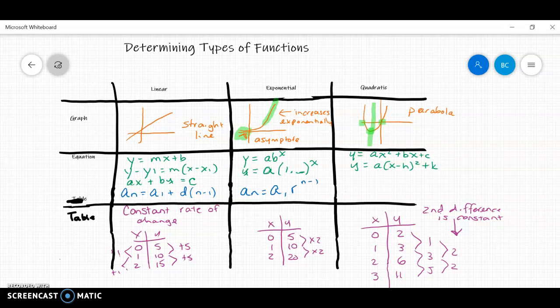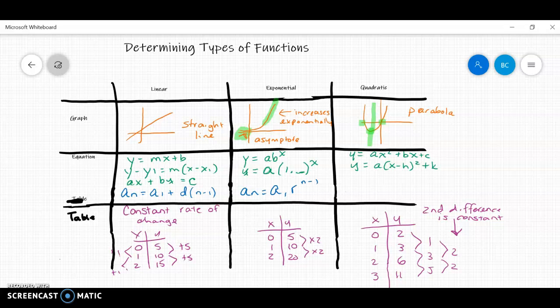And then finally, this should be really comfortable for you because we've just finished working with it. We've got the two types of quadratic equations, standard form and then vertex form. So in vertex form, we know that h, k is the vertex. In standard form, we have to use x equals minus b over 2a to find the line of symmetry and the vertex.